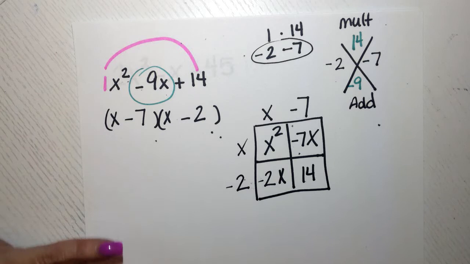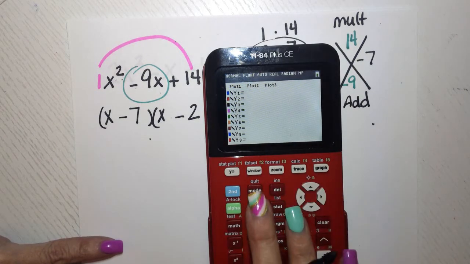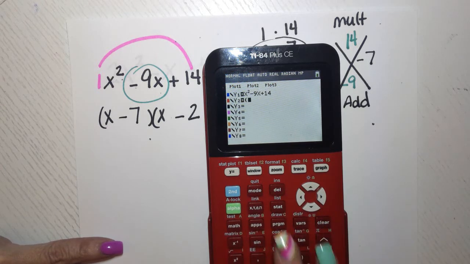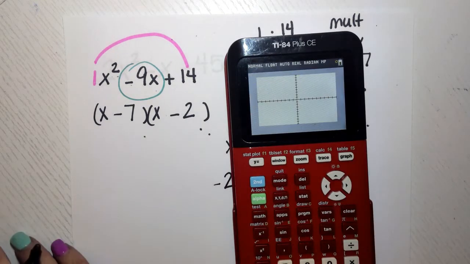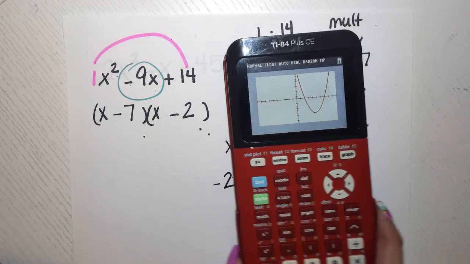All right, let's check it. Here we go. y equals, let's go to the top, x squared minus 9x plus 14. And then let's do x minus 7. And if you're just watching me do this, absolutely. Okay, here it comes. You ready? You ready? Here we go. Blue. Cross your fingers. And it turned red. So we did it right.